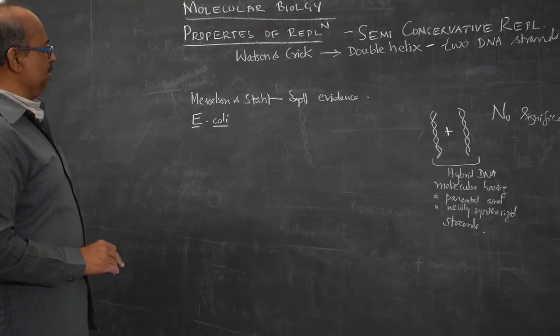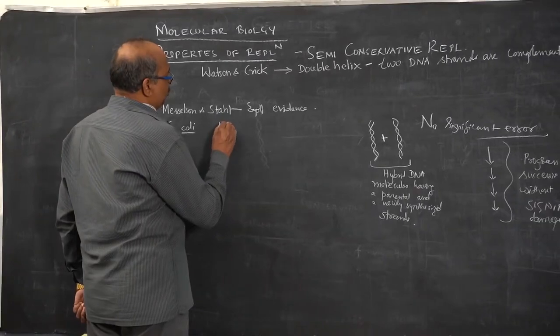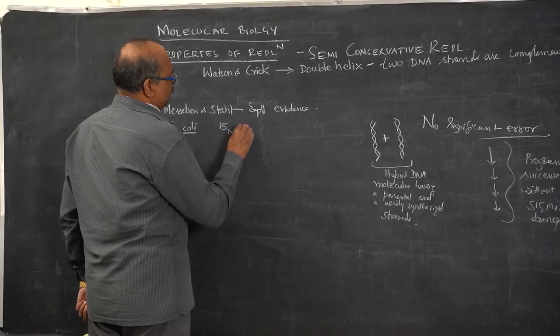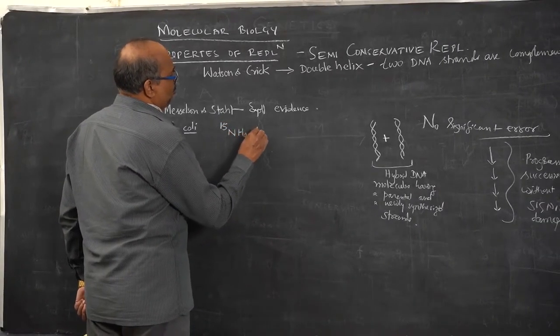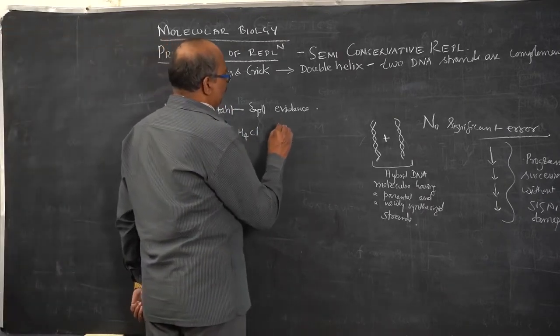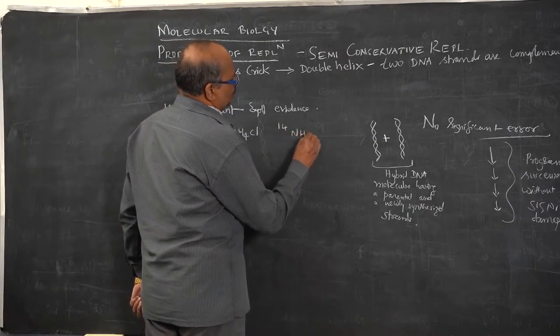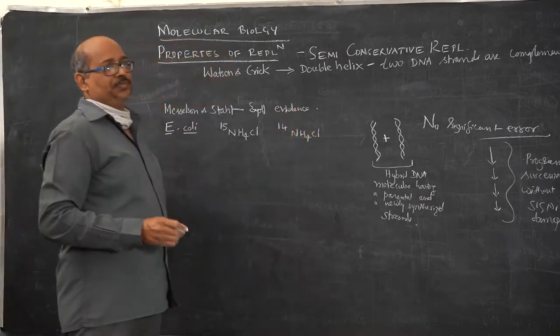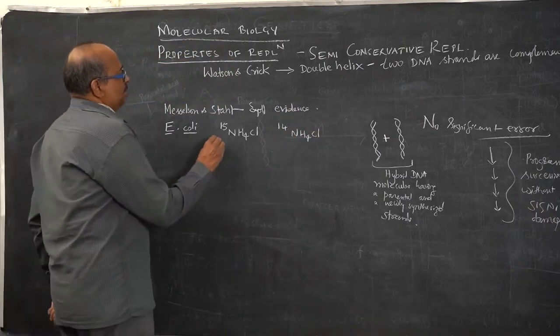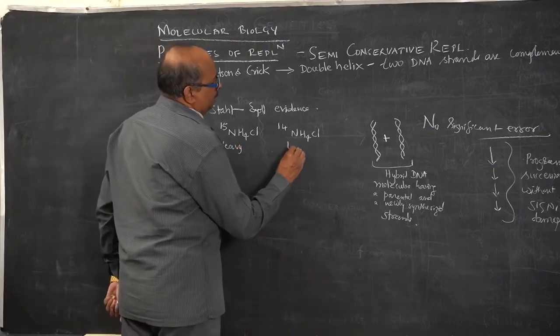So he was working with E. coli. He was using two different isotopes of nitrogen. He used them in the form of ammonium chloride salts. One is a heavy nitrogen salt. The second one is a lighter nitrogen salt. So this is heavy nitrogen. This is lighter nitrogen.